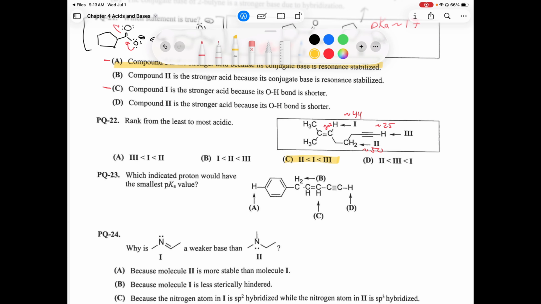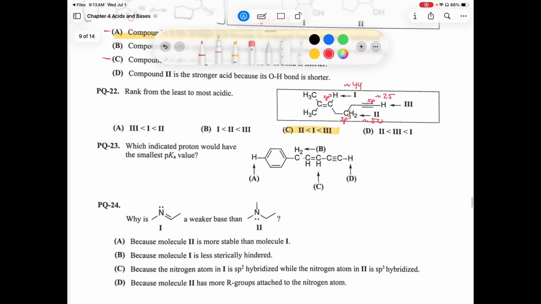Now, you could also do this based off of hybridization. You could say in 1, the carbon is sp2, in 3, the carbon is sp, and in 2, the carbon is sp3. So you could use hybridization as well. But again, memorizing pKa's is pretty great.